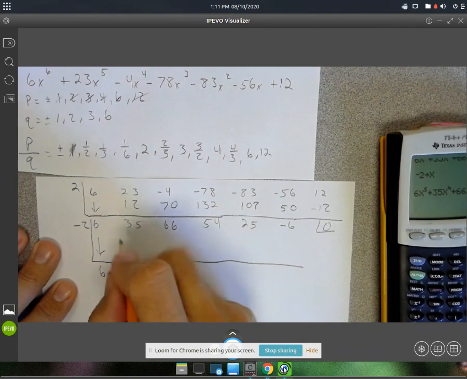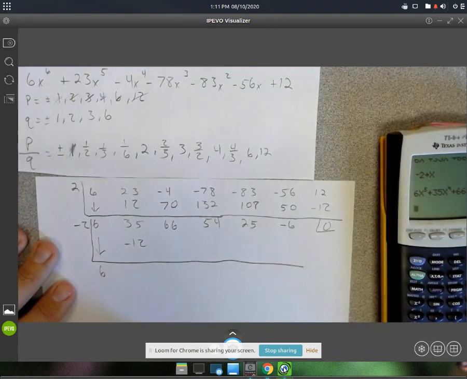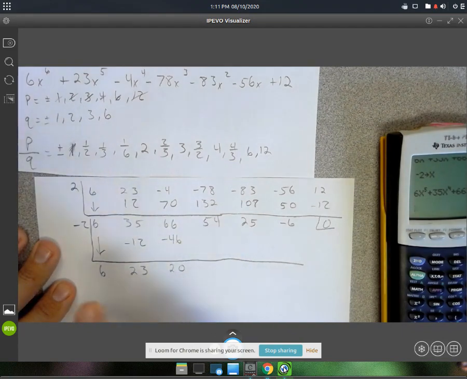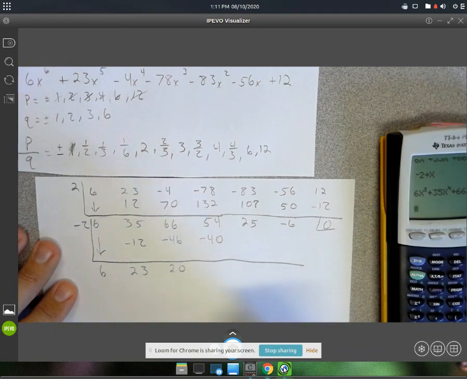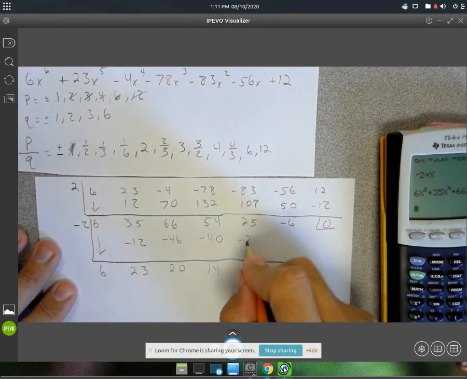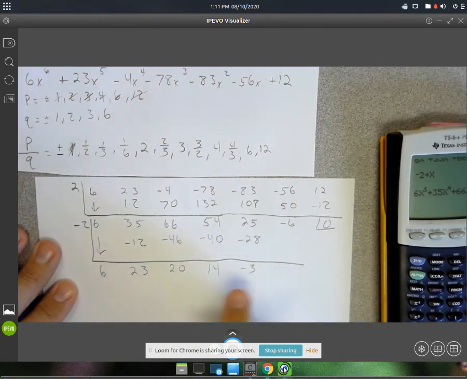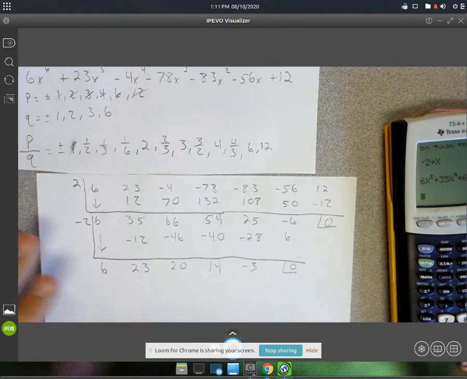Negative 2 times 6 is negative 12. Add those and you'll get 23. Negative 2 times 23 is negative 46. Add those and you'll get 20. Multiply those and you get negative 40. Add those and you'll get 14. Multiply those and you get negative 28. Add those and you get negative 3. Multiply those and you get 6. And that is our remainder, 0.